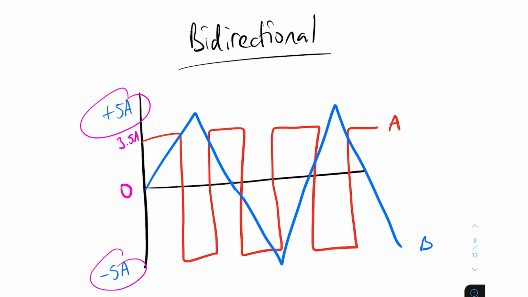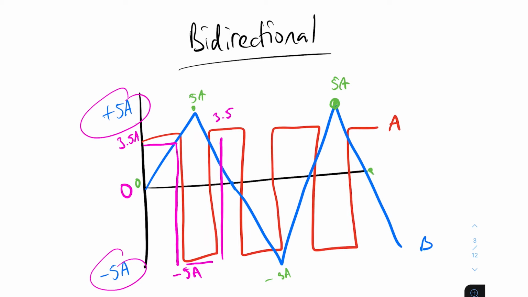It stays at 3.5 amps, drops down way past the zero axis and drops to minus 5 amps. Stays there for a bit, then comes all the way back up to 3.5 amps. Now for the blue wave B, you can see it starts at 0 amps, comes up here to 5 amps, comes all the way back down to -5 amps down here, comes back up over here to 5 amps, and then comes back down here.